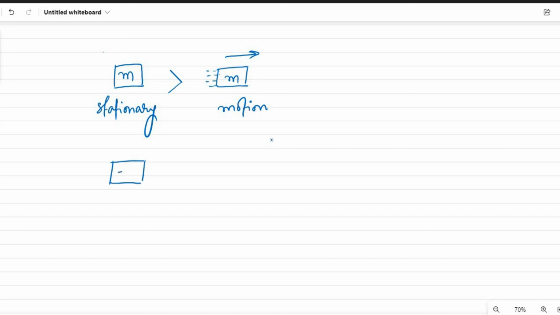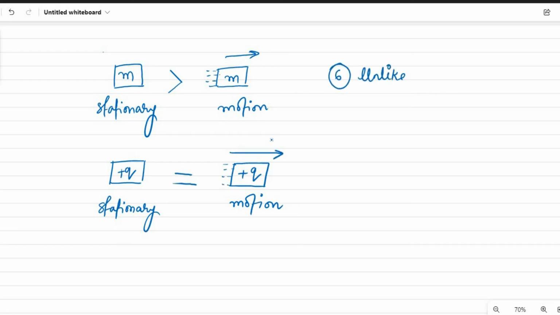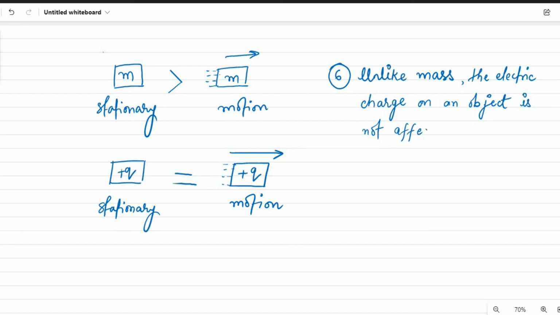But unlike mass, the charge of an object is unaffected by the motion. So we can see here the charge of an object at a stationary position and the charge of an object at motion will be equal. So this brings up my sixth point in the properties of charges. Unlike masses, the electric charge of an object is not affected by the motion of an object. So that's all about this video. We have discussed the properties of charges.